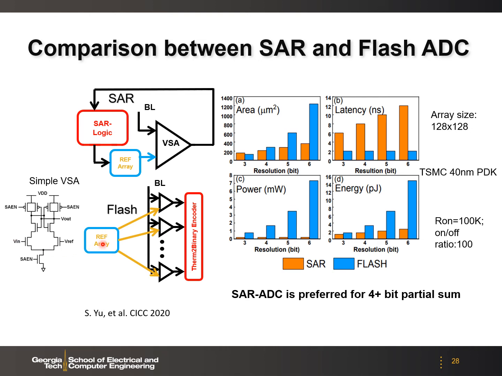So here we compare two commonly used ADCs for the computing memory. The first one is the Flash ADC, where we have multiple comparators, but with different references. The other one is the SAR ADC, where we only have one comparator, but we dynamically change the reference according to the SAR logic. Here the benchmark shows that the area and the power will exponentially increase with the resolution of the Flash ADC, and the latency will linearly increase with the resolution of the SAR ADC. So overall, the SAR ADC is preferred for higher precision, for example, more than 4-bit resolution of the ADC, due to smaller area and better overall energy.